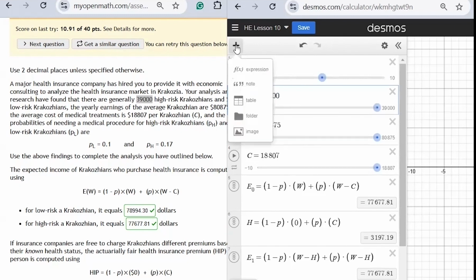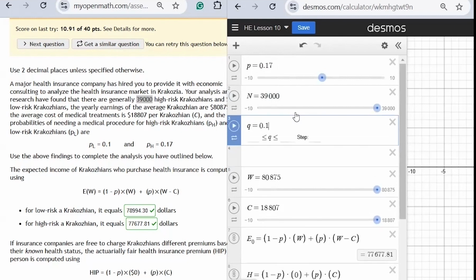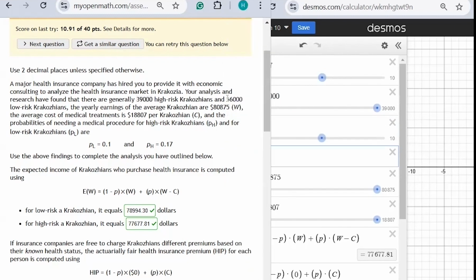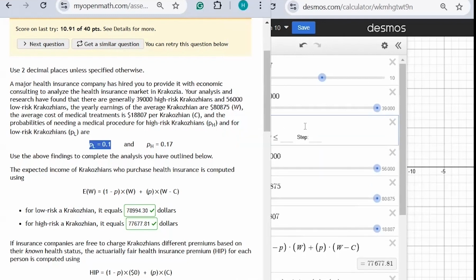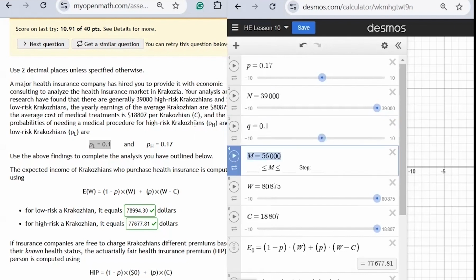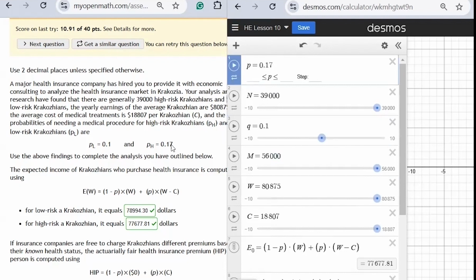I'm going to add two rows here. I'll type Q. Q is the probability of a low-risk Caucasian needing the procedure, and M will be the number of low-risk Caucasians, which is 56,000. So this is P_L, and this is the number of low-risk Caucasians. This is P_H, the probability that a high-risk Caucasian needs the procedure, and this is the number of high-risk Caucasians, 39,000.